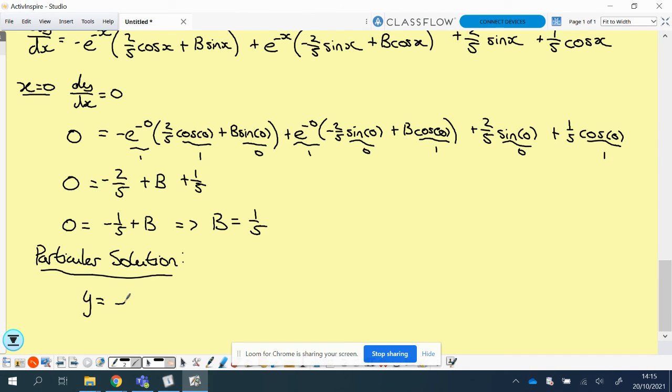So a particular solution is y equals e to the negative x times 2/5 cos x plus 1/5 sin x, minus 2/5 cos x plus 1/5 sin x. It wasn't plus, it was minus, sorry. Okay, is that better now? Yeah. Perfect.